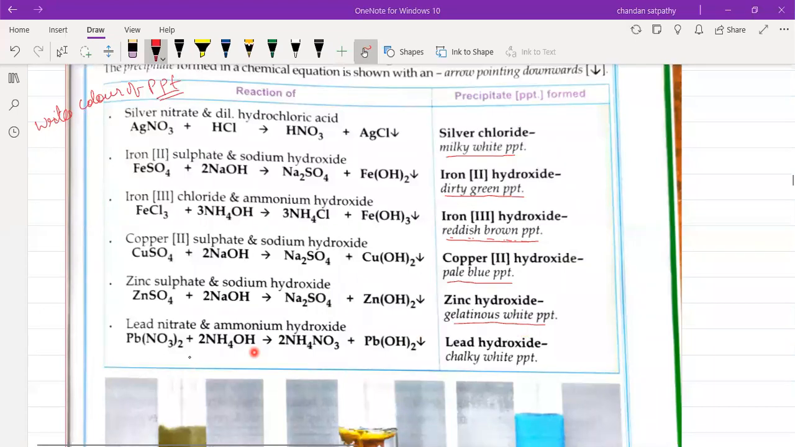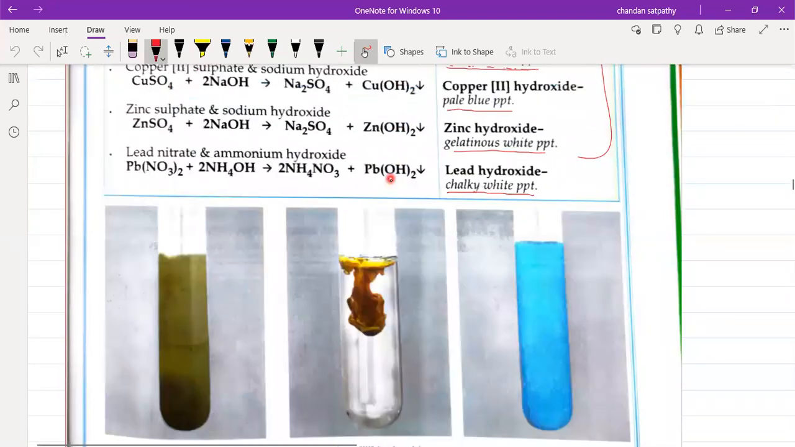Next, lead nitrate when combined with ammonium hydroxide, it forms ammonium nitrate plus lead hydroxide. And lead hydroxide is also having chalky white precipitate. So all these colors, you have to remember as they are. Name of the precipitate and color of the precipitate. Is it clear? And you have to remember in which reaction these are produced. So you have to practice, practice, and practice. I'm telling again and again.